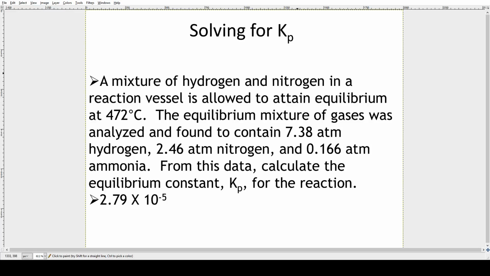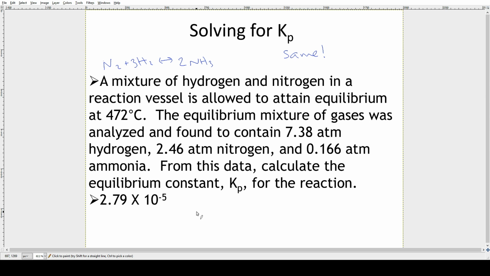Okay, so solving for Kp, if you remember, it's the exact same thing, except you're doing partial pressures this time. Same thing, just with pressures. So a mixture of hydrogen and nitrogen in a reaction vessel is allowed to attain equilibrium at this temperature. We have all of our different pressures, and oh, look at that, it's the Haber process again. So let's see what that was. That was N2 plus 3 H2 reversible 2NH3.